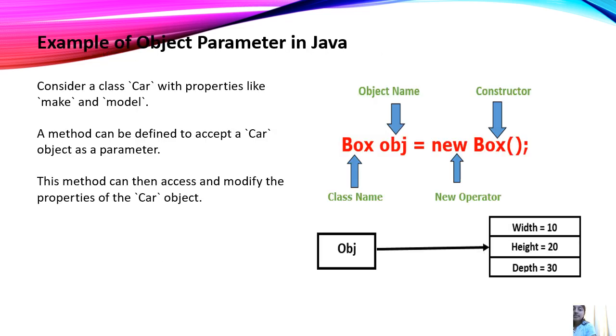Now let us see an example of an object parameter in Java. Consider a class Car with properties like make and model. A method can be defined to accept a Car object as a parameter. This method can then access and modify the properties of the Car object.